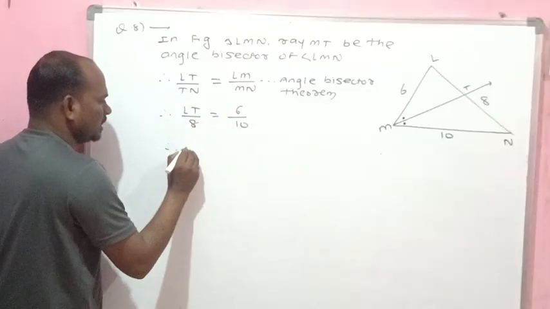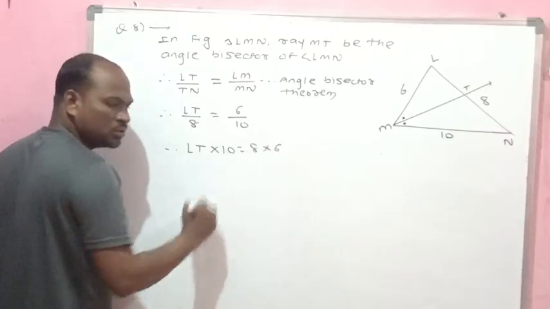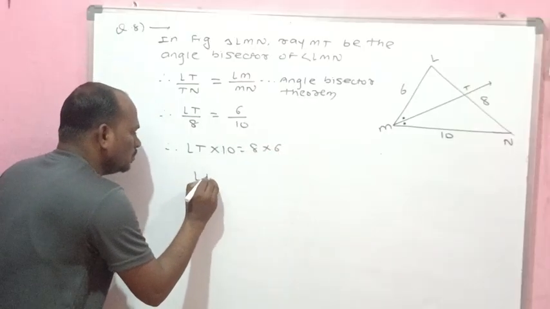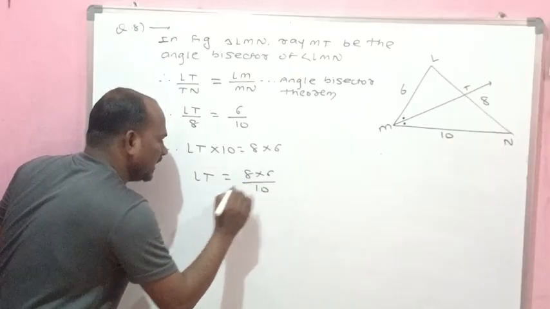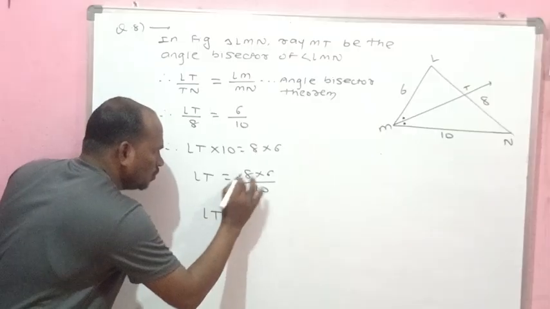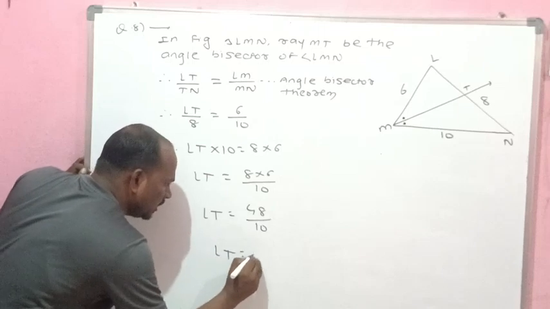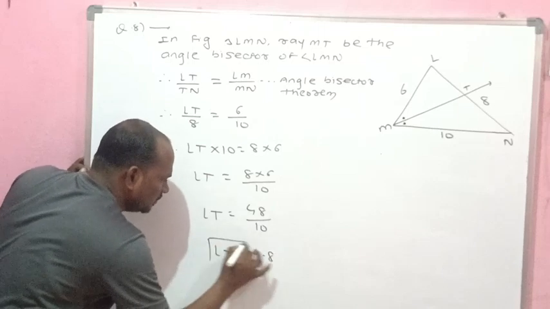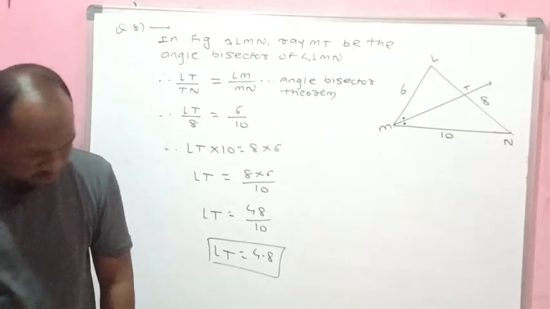Take cross multiplication: LT into 10, 8 into 6. Now LT equals 8 into 6 divided by 10. 8 sixes are 48 divided by 10. Now LT equals 4.8. Now this is question number 8.